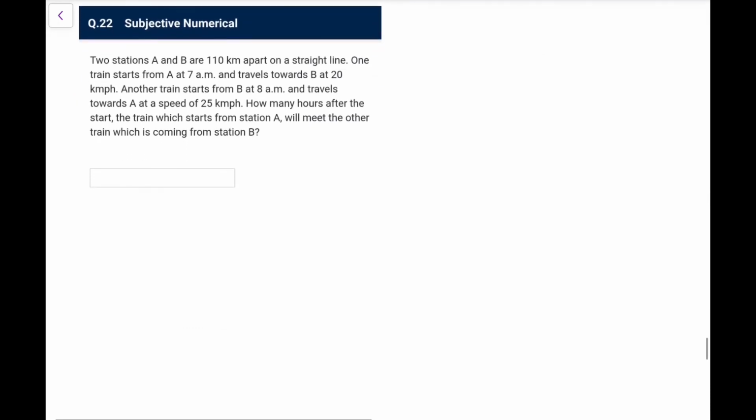Next, two stations are 110 km apart on a straight line. One train starts from A at 7, travels towards B at 20 kmph. Another train from B starts at 8 am and travels towards A at a speed of 25. How many hours after the start will the train which starts from A meet the other? So first of all, they have to travel relatively 110 kilometers.